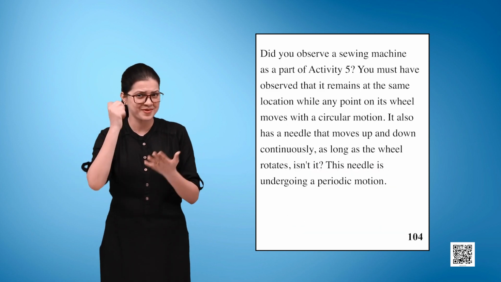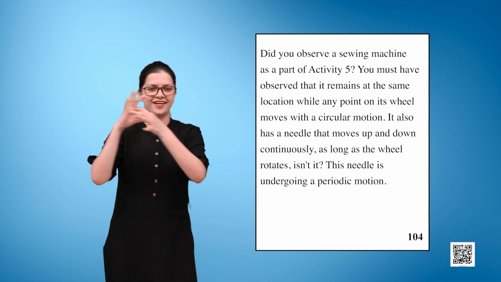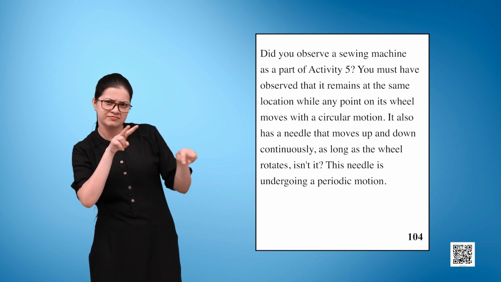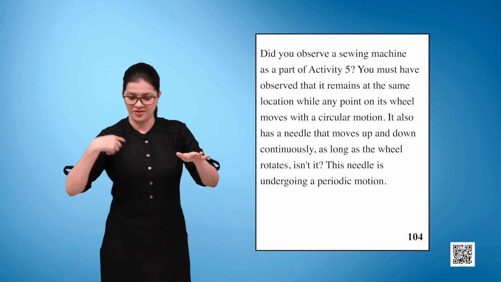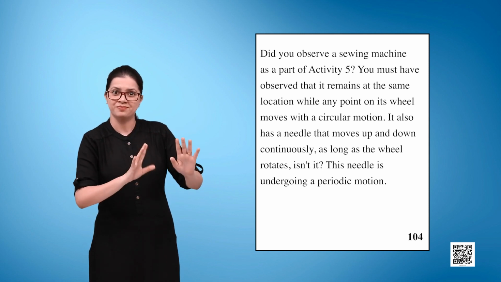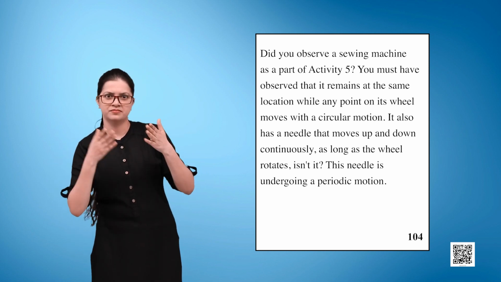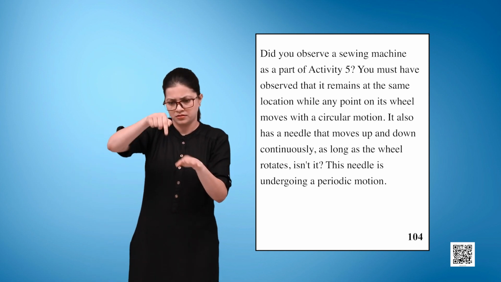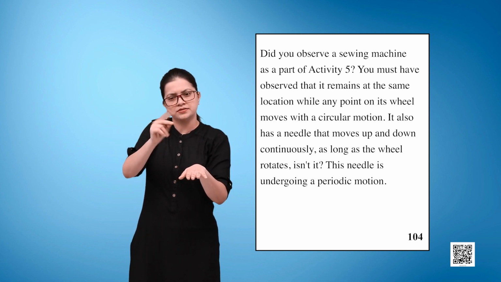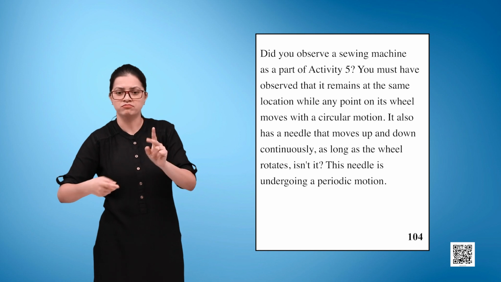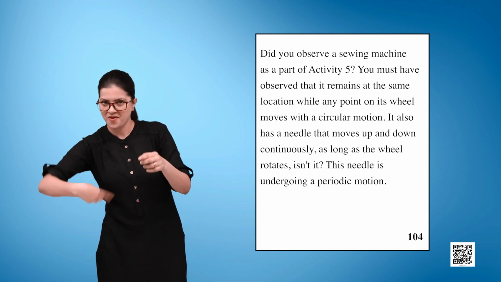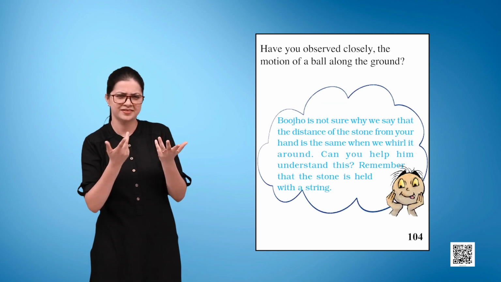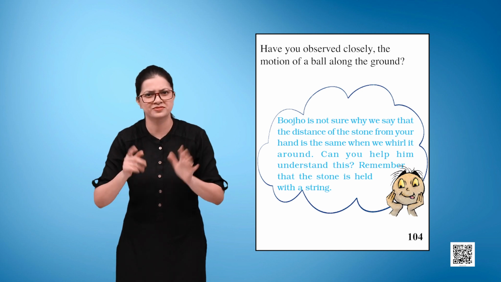Did you observe a sewing machine as a part of Activity 5? You must have observed that it remains at the same location while any point on its wheel moves with a circular motion. It also has a needle that moves up and down continuously, as long as the wheel rotates, isn't it? This needle is undergoing a periodic motion. Have you observed closely the motion of a ball along the ground?